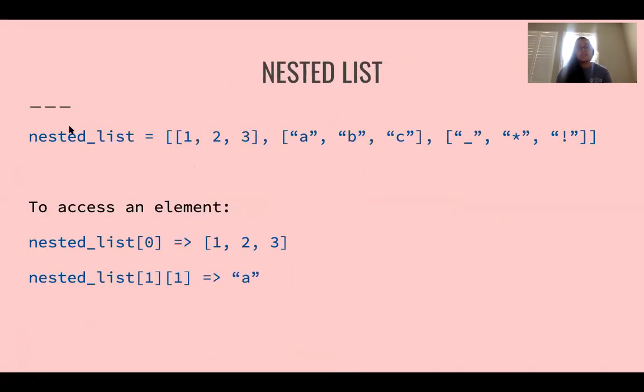And then we can have nested lists in Python. So basically you can have lists within lists. And so here, if you tried to get the 0th element, you would get this entire list. So this is the 0th element, first element, and second element.